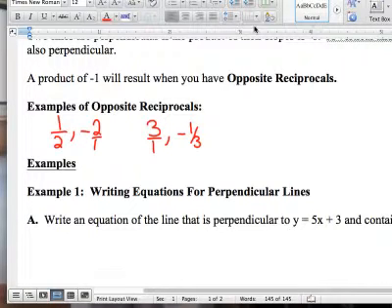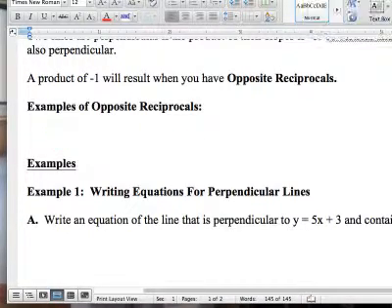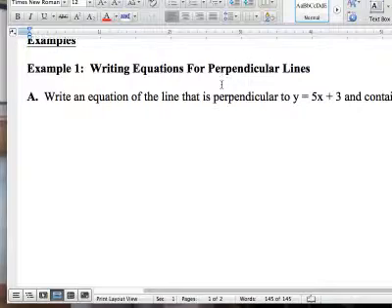Okay? So let's look at our first example. Write an equation of a line that is perpendicular to y equals 5x plus 3 and contains the point (0, -2). All right, so we want to write the equation of a line that is perpendicular to this line, okay? We already have an equation here. We can find out what the slope is from it. What is our slope on that line? Okay, our slope is 5 on this line. But if I want to write the equation of a line perpendicular to that one, what would my slope be? -1/5. The opposite reciprocal is -1/5.